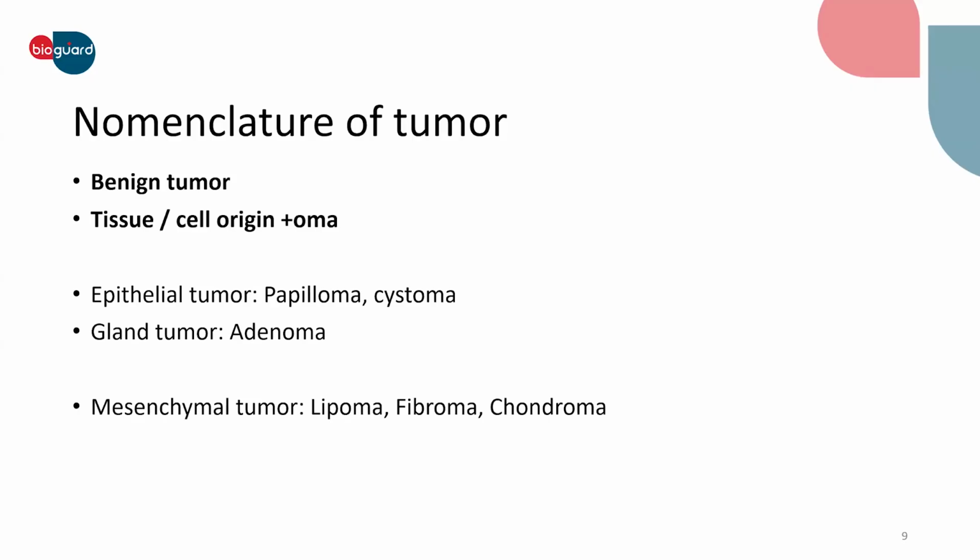These names don't just tell us where the tumor started, they also imply that it's benign, meaning it's likely to be slow-growing, non-invasive, and non-metastatic. Later on, we'll look at the malignant tumors, where the naming will shift. You will start to see terms like carcinoma and sarcoma, which reflect more aggressive behavior.